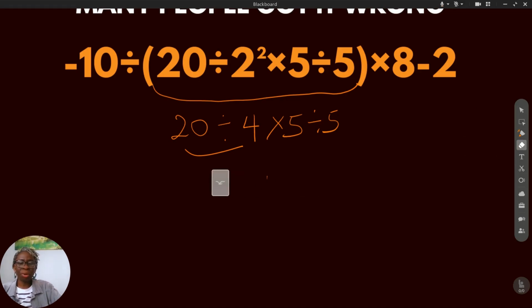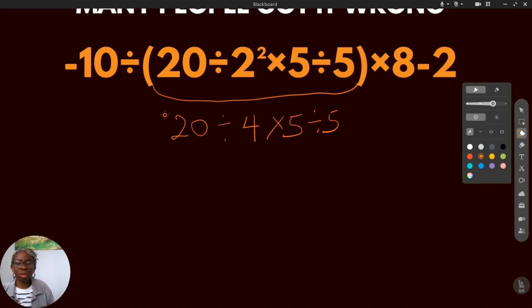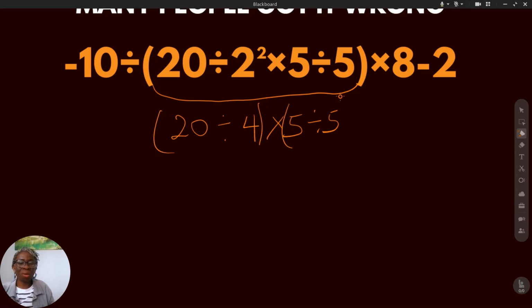That is wrong because there is no bracket. We do not have any bracket. We do not have something like this here. Assuming we have something like this, then we can use that method. But we do not have anything like this here. So we have to solve from left to right every time you see division and multiplication. Solve from left to right.